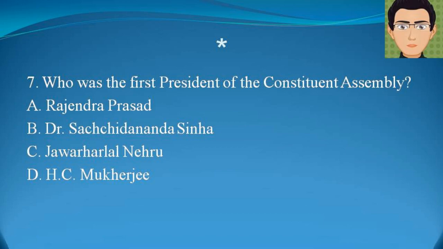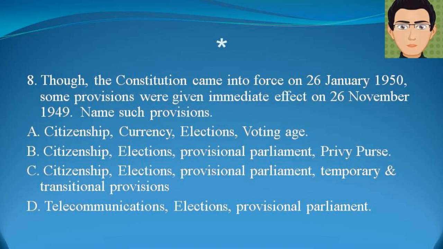Dr. Sachchidananda Sinha. Dr. Sachchidananda Sinha was the first President, that is, temporary chairman of the Constituent Assembly when it met on December 9, 1946. Dr. Rajendra Prasad then became the President of the Constituent Assembly and later became the first President of India.